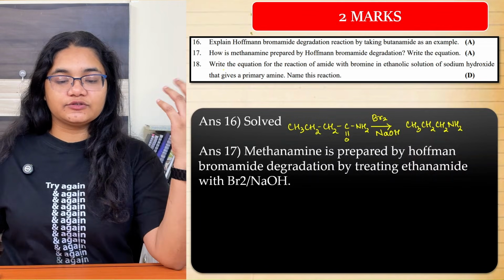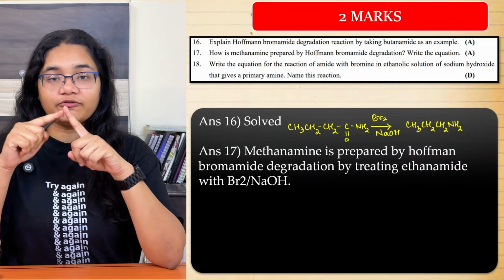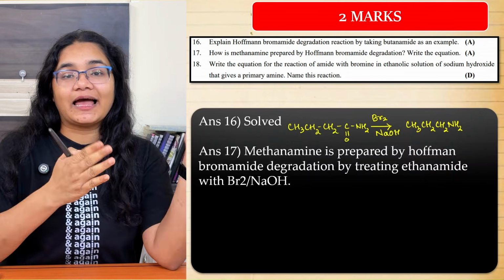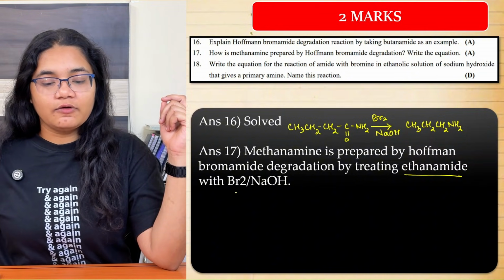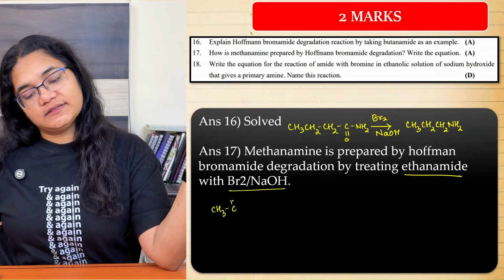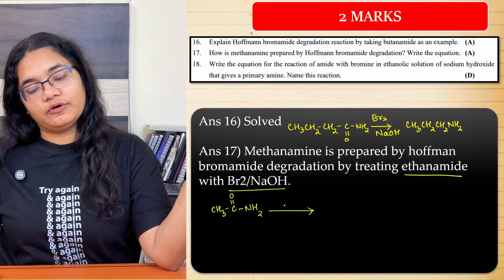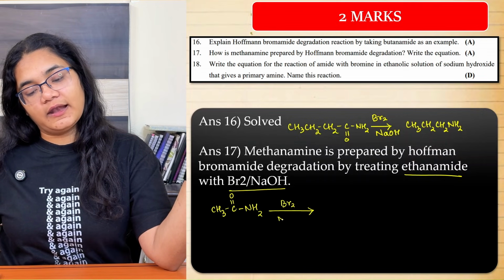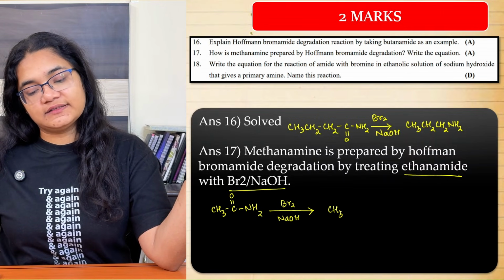Next, how is methanamine prepared from Hoffmann bromamide degradation? So again, this question also we have discussed. In methanamine there is 1 carbon, and if you are using Hoffmann bromamide degradation, that means in the reactant there has to be 2 carbons. So you have to take ethanamide with bromine and NaOH. So that is CH3CONH2. Here, if you treat it with bromine and NaOH, what will happen? This CO group will be removed and I'll get CH3NH2.